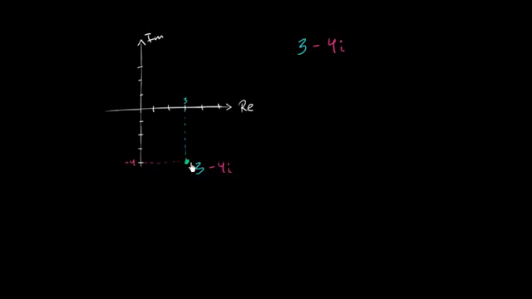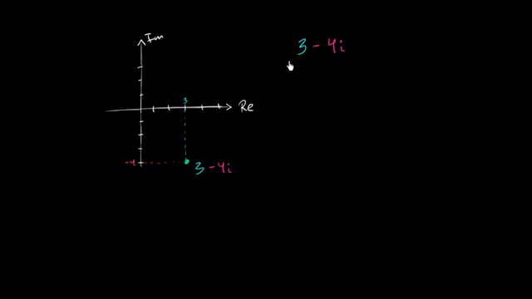I have the complex number 3 minus 4i. I've plotted it on the complex plane. We see that the real part is 3, so we've gone 3 along the horizontal axis, or the real axis. And the imaginary part is negative 4, so we've gone down 4 along the vertical axis. So this right here is the point 3 minus 4i.